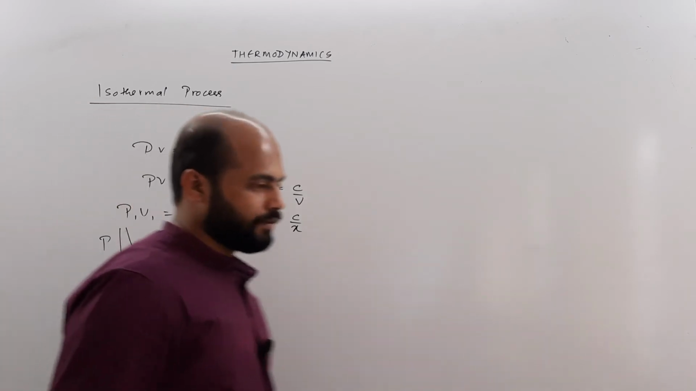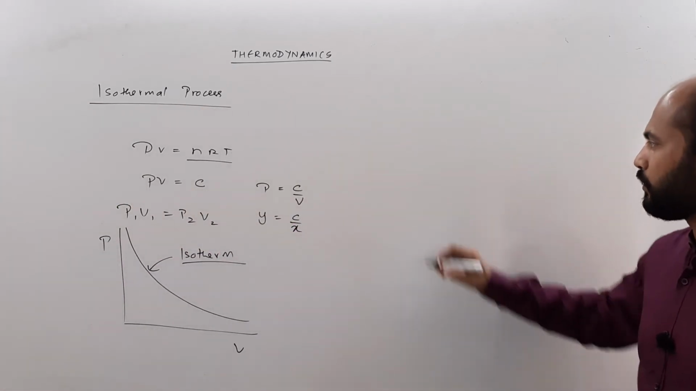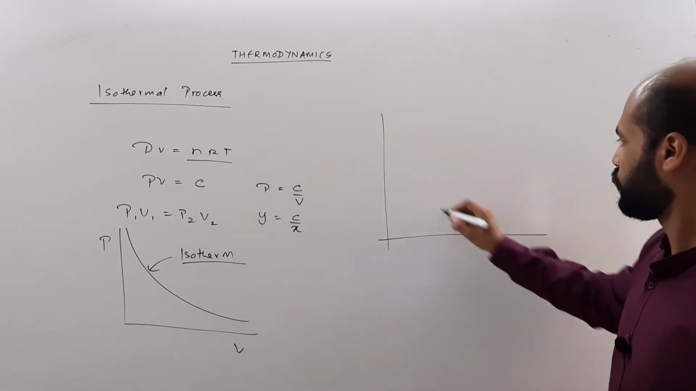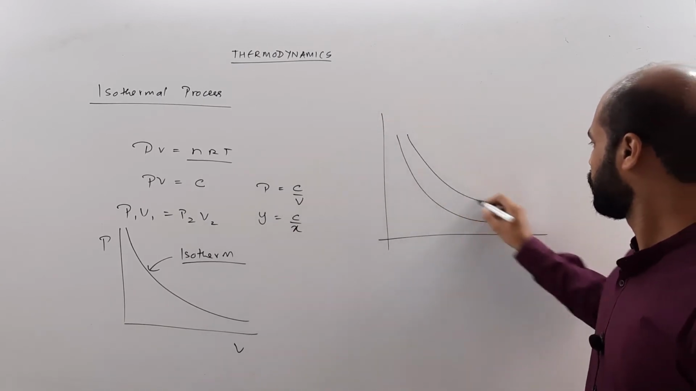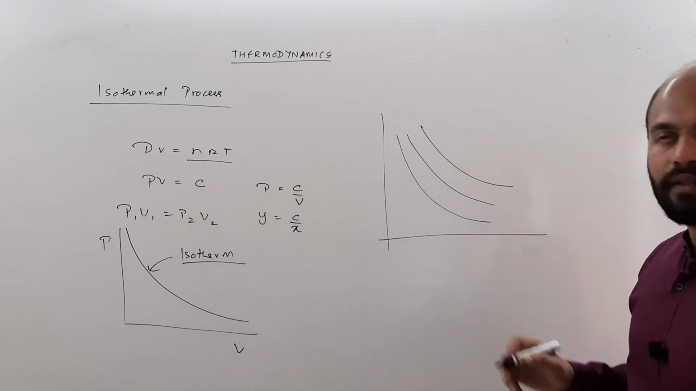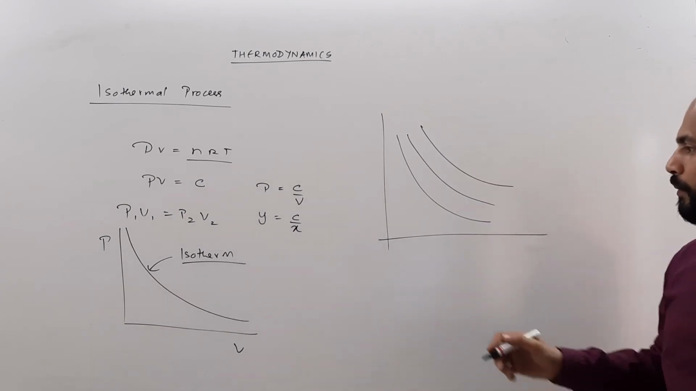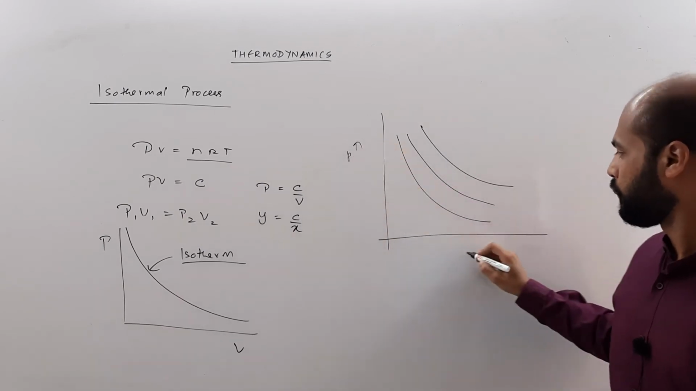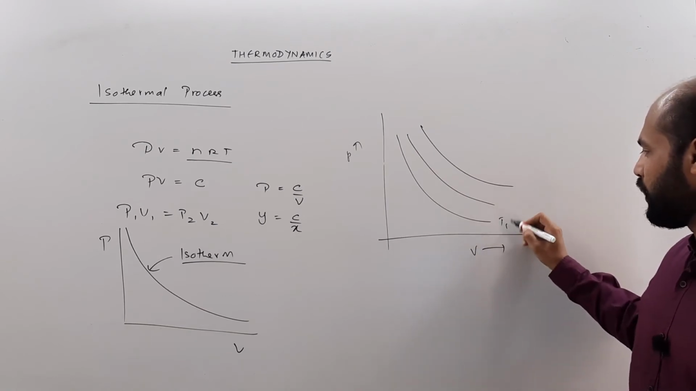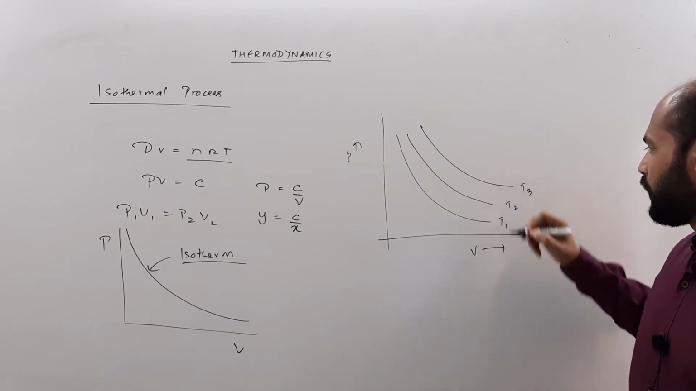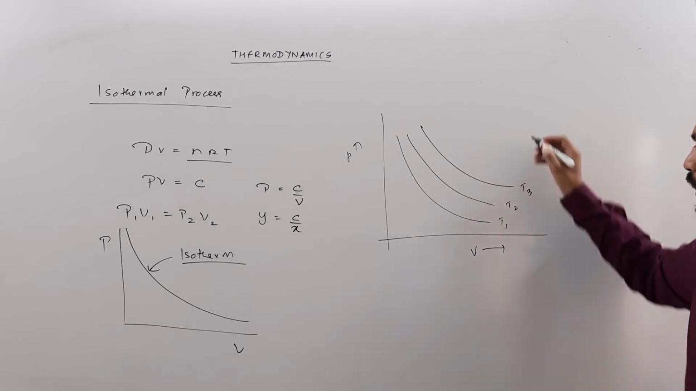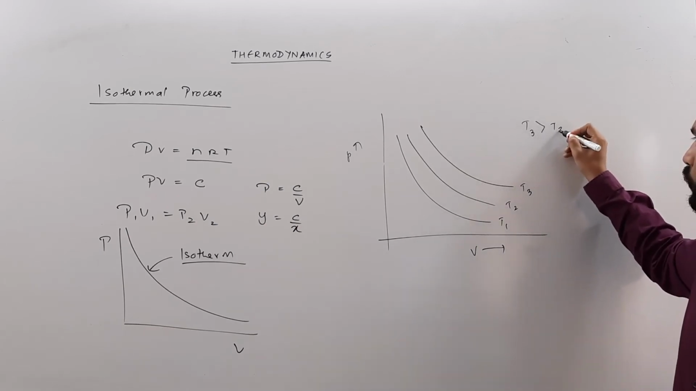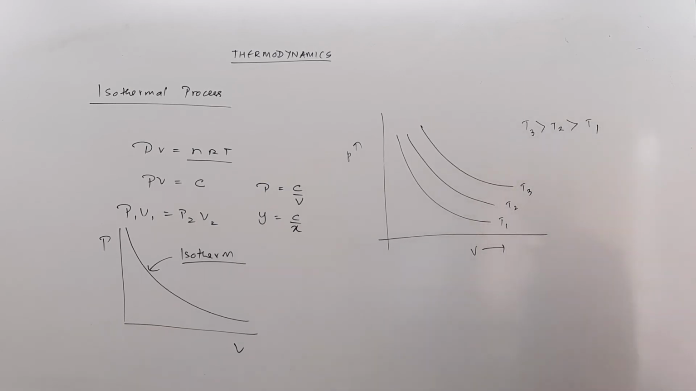Now this being said, we can just draw a few more graphs like this. Let's say these are some isotherms that we have plotted, and this is a temperature T1, this is a temperature T2, this is a temperature T3. So for sure I can say that T3 is greater than T2, which is greater than T1. Now this is about the PV graph.